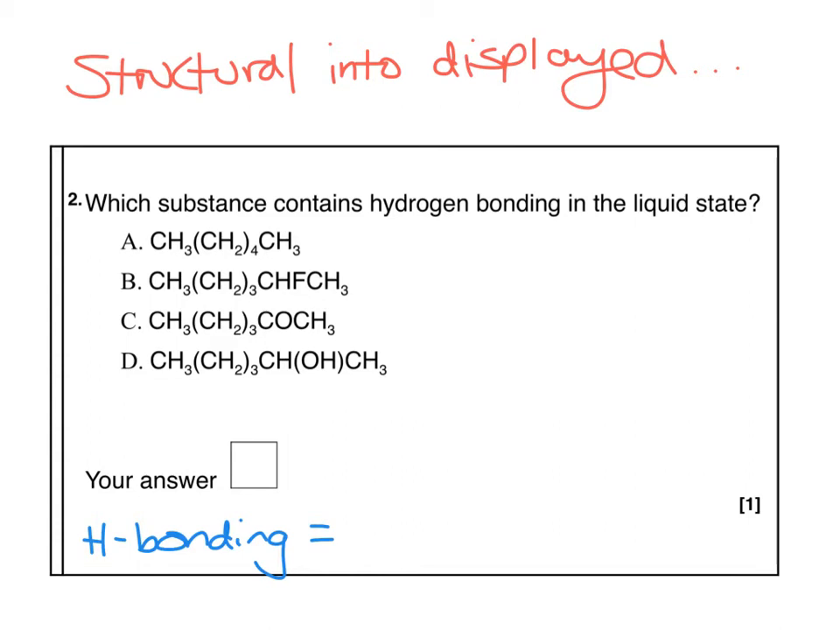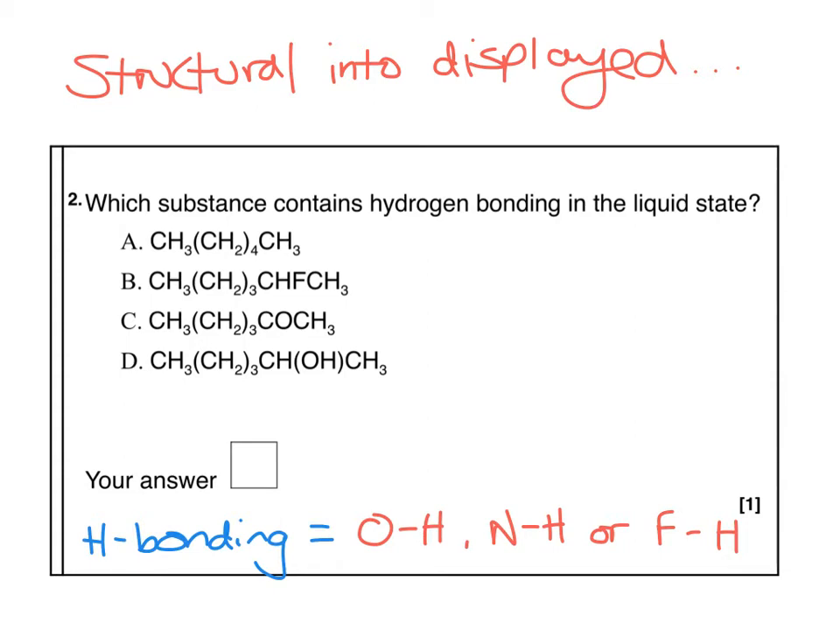Hydrogen bonding only takes place when you've got an OH bond, an NH bond, or an FH bond. So it's not that it contains O and H, N and H, or F and H. There has to specifically be an OH bond, an NH bond, or an FH bond present. That might already be ringing a little bell in your head, going, oh right, that's why the answer is this rather than that.